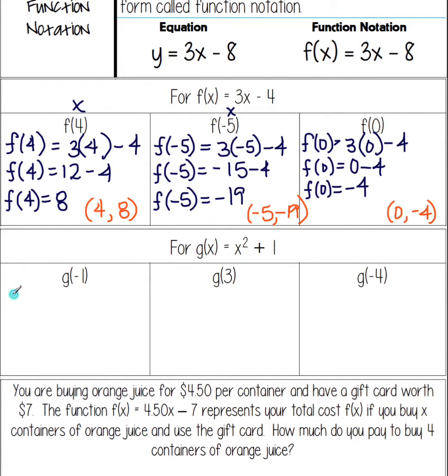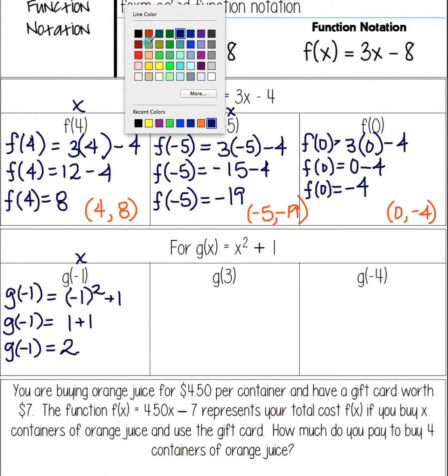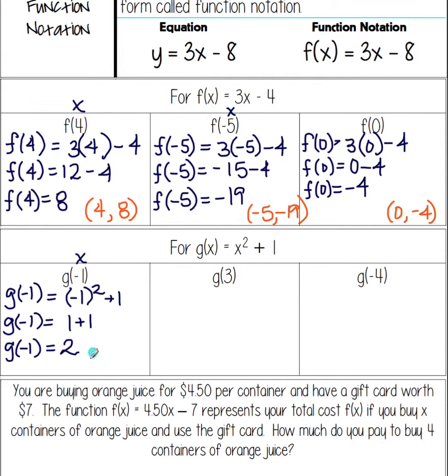So for g of negative 1, our x value in this case, we're going to plug in to be negative 1. So we would have negative 1 squared plus 1. So g of negative 1. Well, negative 1 squared is the same as negative 1 times negative 1, which would give us a positive 1. So we would have 1 plus 1. So g of negative 1 is 2. So as an ordered pair, our input is negative 1 and our output is 2.